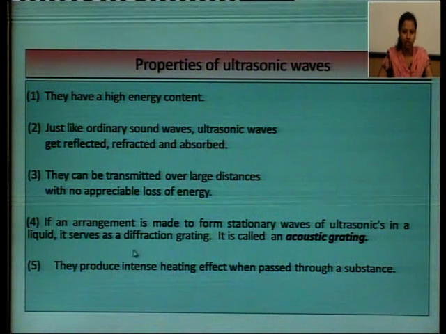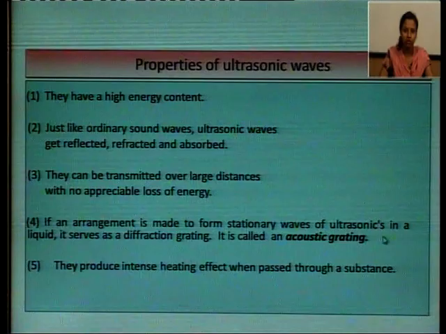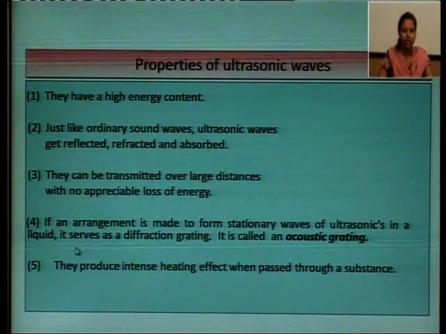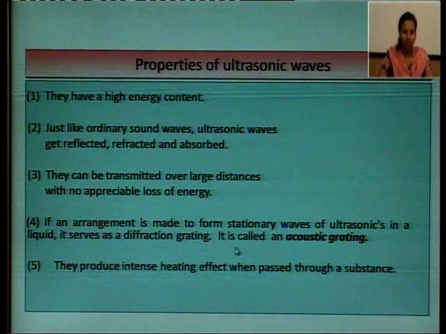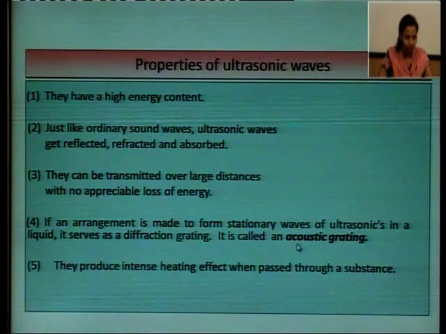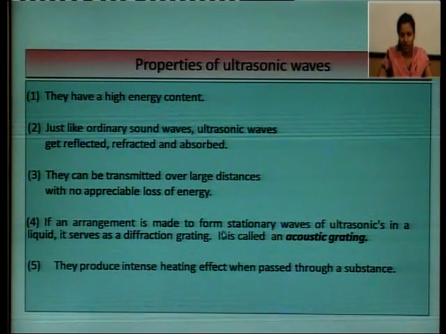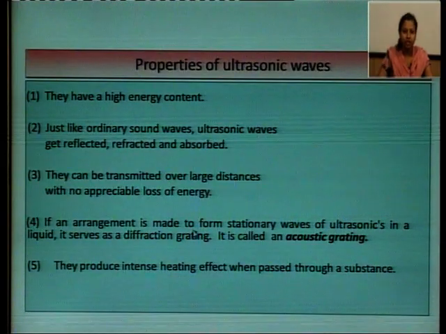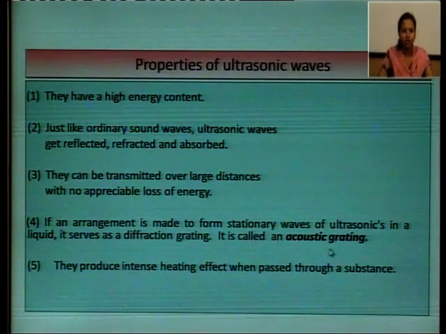If an arrangement is made to form stationary ultrasonic waves in a liquid, then it serves like a diffraction grating. It is also called an acoustic grating. In light we use the word diffraction grating, but if we are dealing with sound, like the longitudinal properties of any wave, then it is called an acoustic grating.